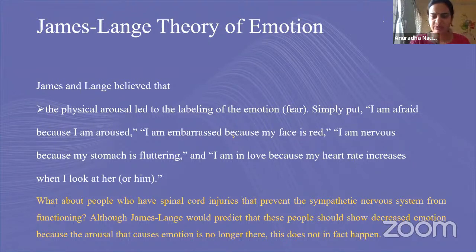So in people who have spinal cord injuries, do you think that their parasympathetic nervous system or their sympathetic nervous system is functioning well? It is not functioning well. And according to James and Lange, when we feel the physiological arousal, only then can we express the emotion. But what about people who cannot feel the physiological arousal? That was the basic shortfall, the shortcoming of this theory.